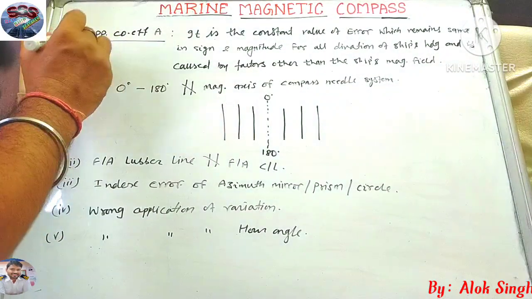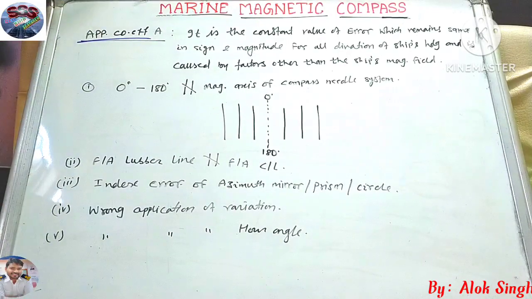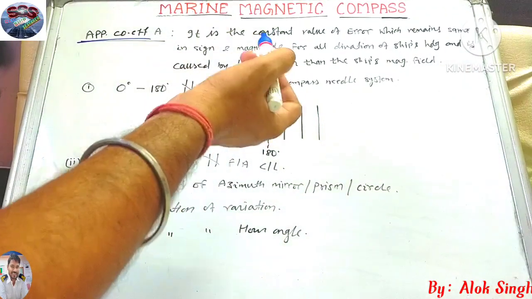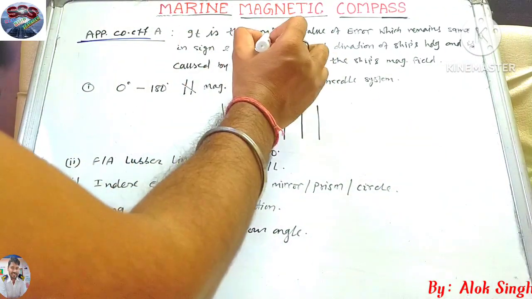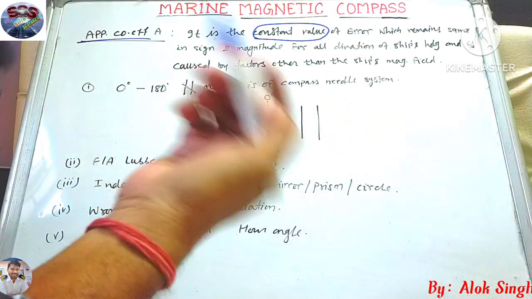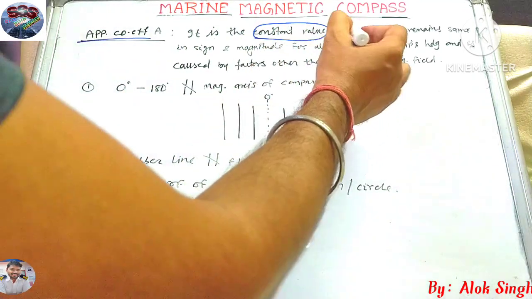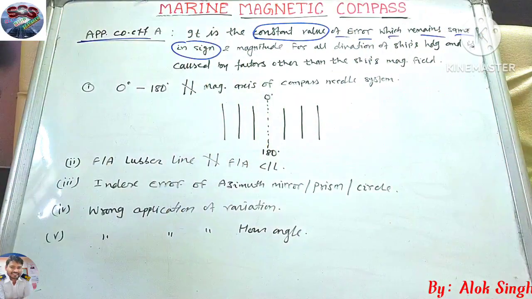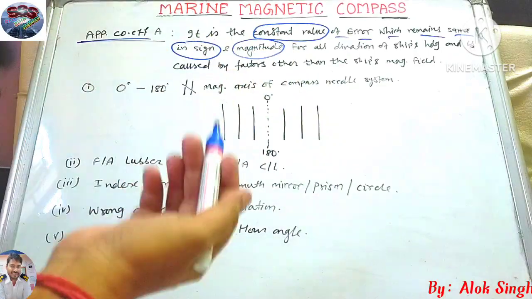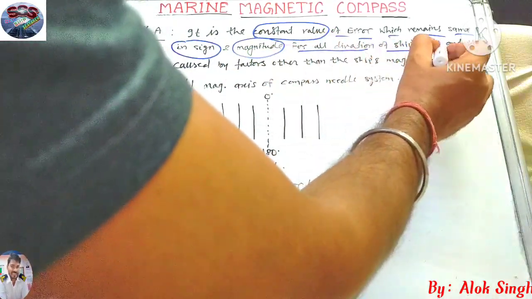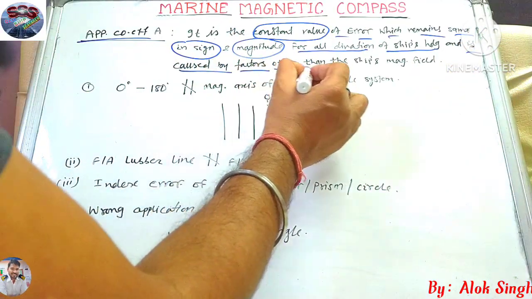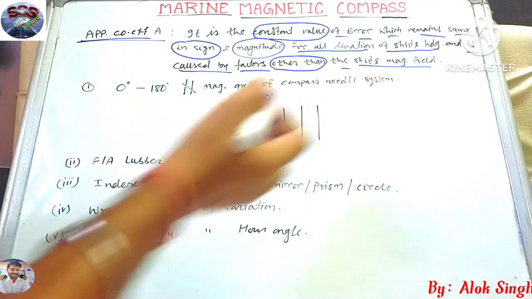Now we'll see apparent coefficient A, which is the last of this coefficient A. I already told you, this is not because of the ship's magnetic field. The definition I have written here, if you want you can copy. It is a constant value, meaning it will remain the same at all headings, an error which remains the same in sign and magnitude for all directions of ship's heading. On every direction it will remain the same and is caused by factors other than the ship's magnetic field.